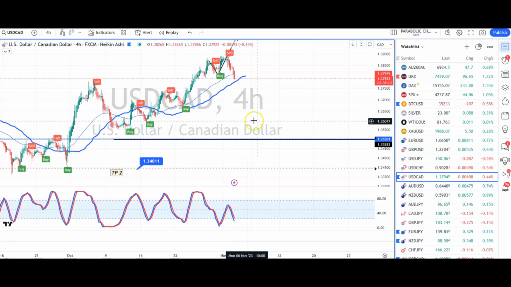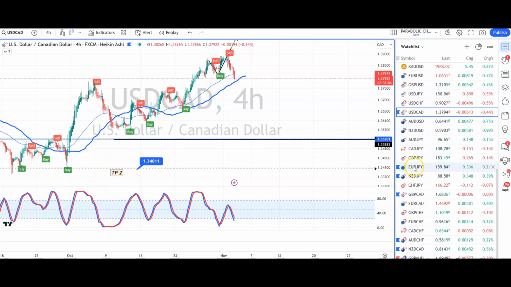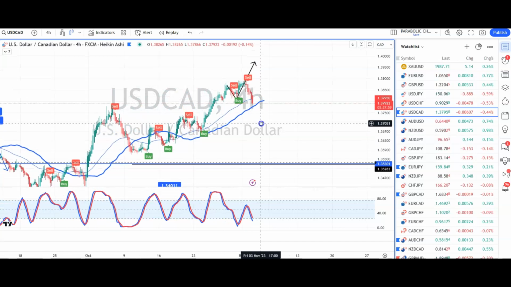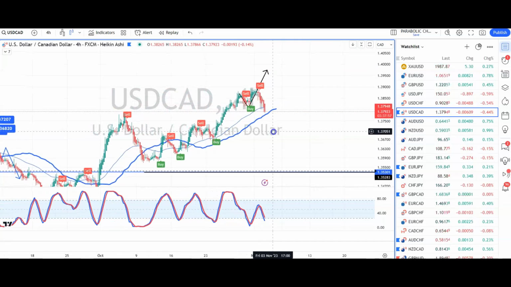Now the US Canadian is parabolic to the upside. Euro yen is parabolic. New Zealand yen is parabolic. Pound Canadian is parabolic. So they're the ones that you want to focus on in an ideal world, because they are moving higher and higher, achieving higher highs, higher lows, etc.